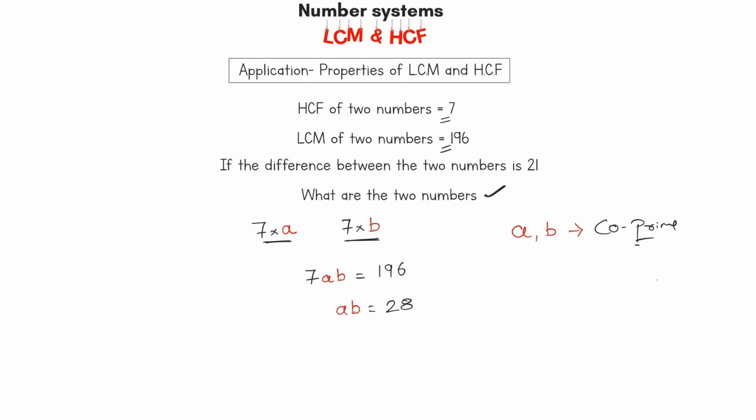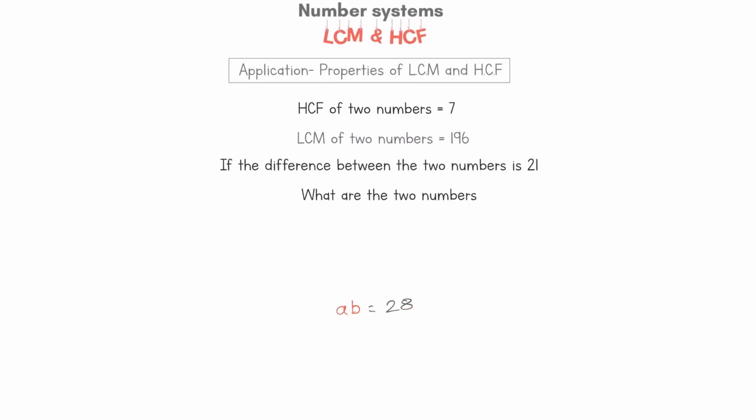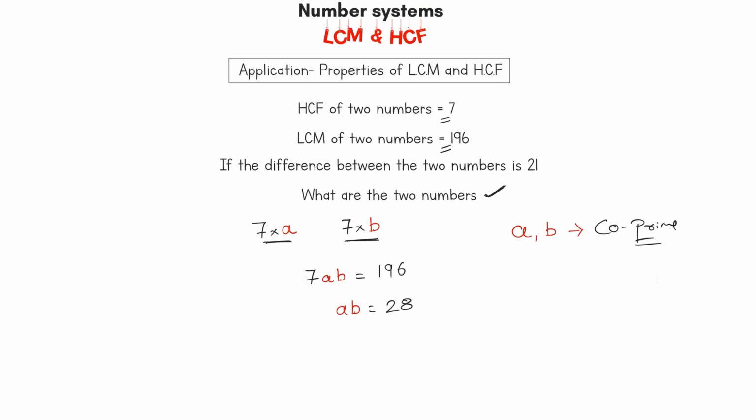That is something that is being known to me. Okay, how do I know this? Because I studied this in the property here. The property says that a and b are always co-prime to each other. So that's what I know as soon as I solve this problem. Now I try and get the product of a and b. A into b is 28. So what can it be?